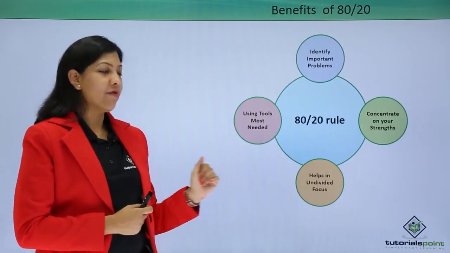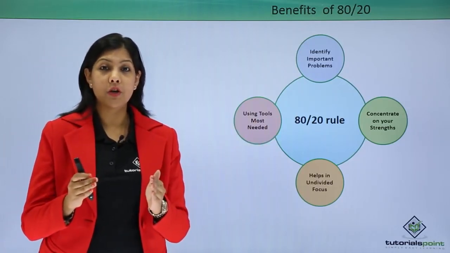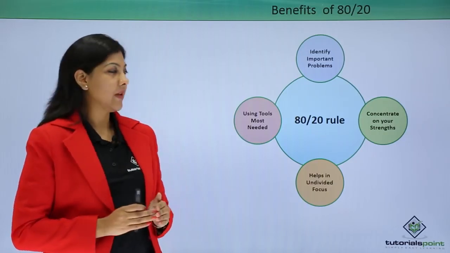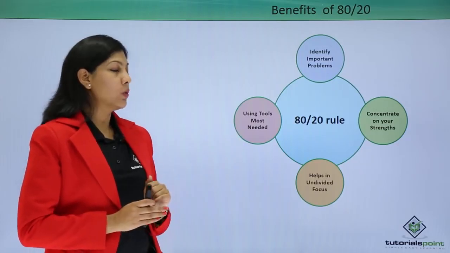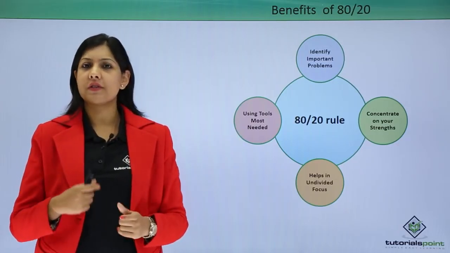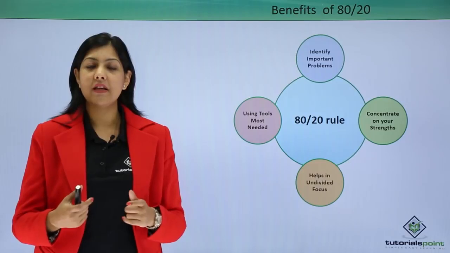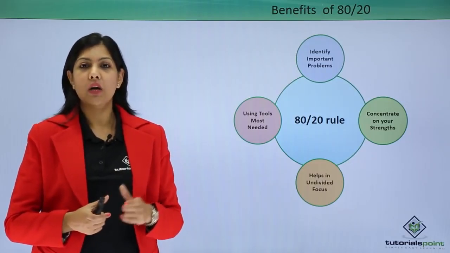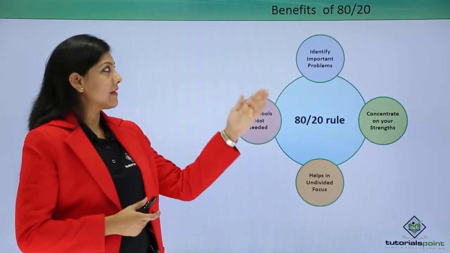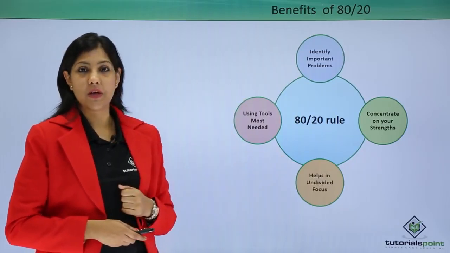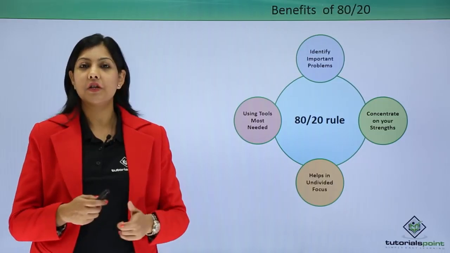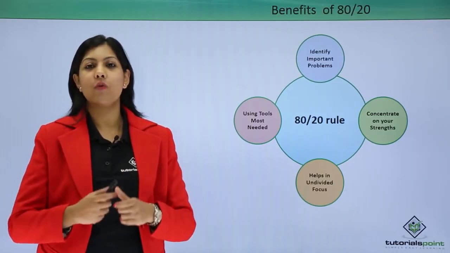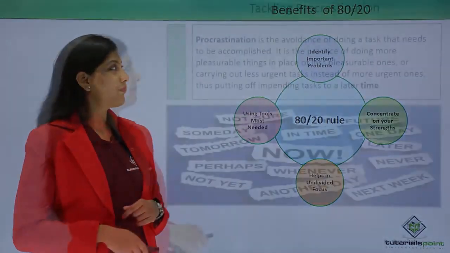It helps you in undivided focus. Now, when you know what you have to do, you try to focus your attention, your 100% attention, on that activity. And lastly, you use the tools which are most needed. Resources like time, energy, money, everything is needed for this particular 20% of your actions. So, it helps you in that. These are certain benefits of the 80/20 rule. I would really strongly recommend start using the Pareto principle as well as the urgent-important matrix if you want to manage your time a little better.